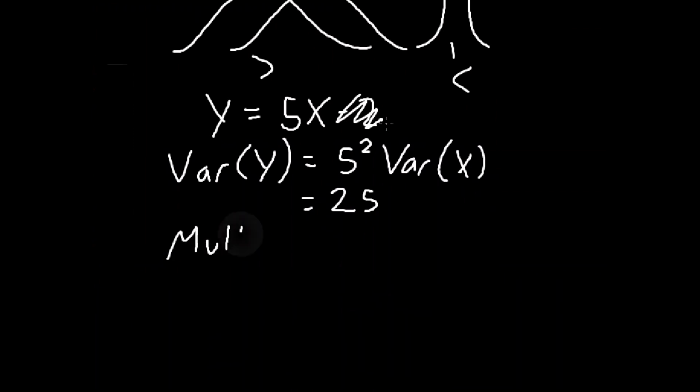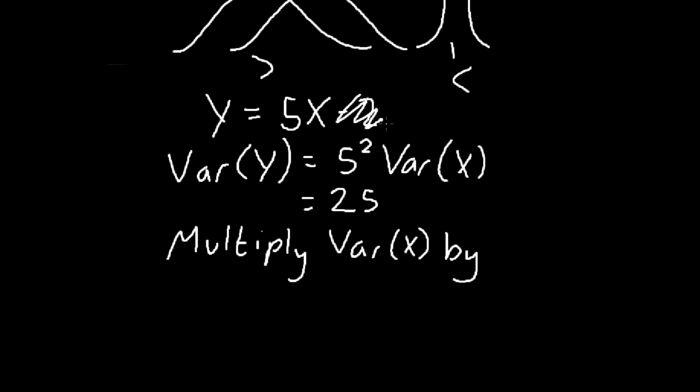So for this question, you just need to say multiply the variance of x by 25. And that'll give you your marks.